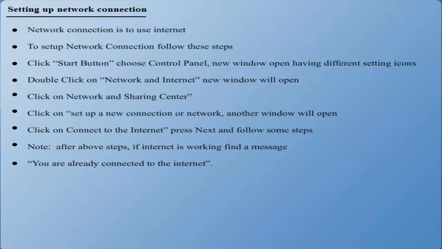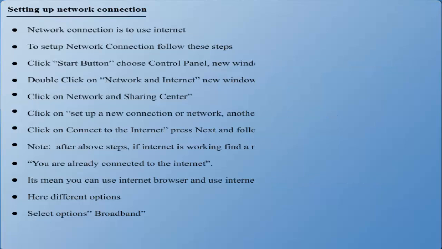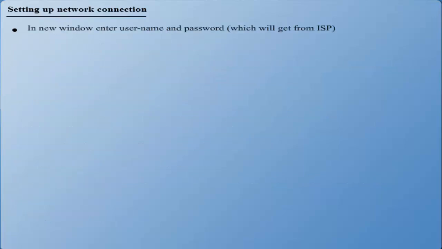Number 6. If internet facility is not available, here one can find different options such as wireless or broadband, etc. Number 7. Select any one option like broadband. Number 8. After selecting this option, you will enter a username and password which you will get from Internet Service Provider or ISP. Number 9. Then click Connect. When it is connected successfully, then the window looks like the image given below.